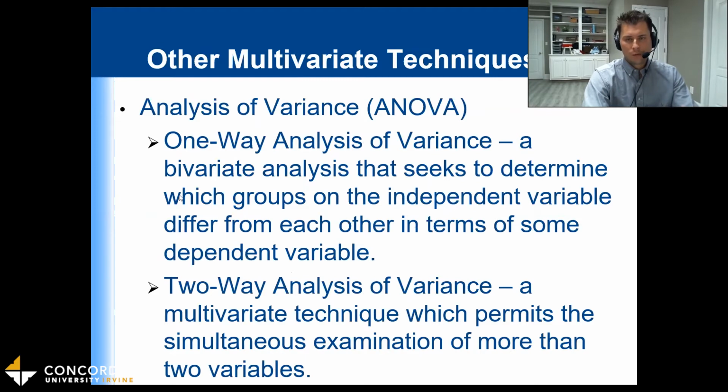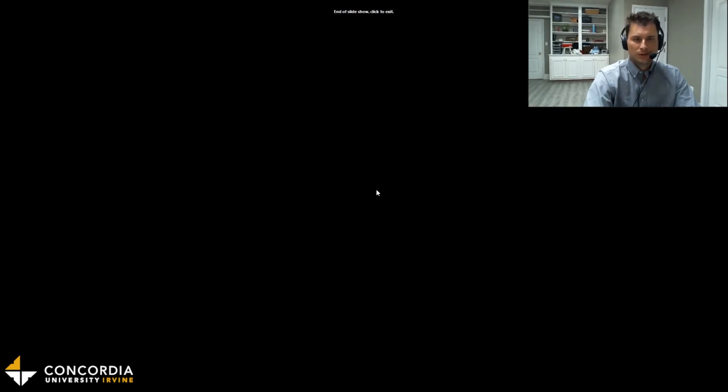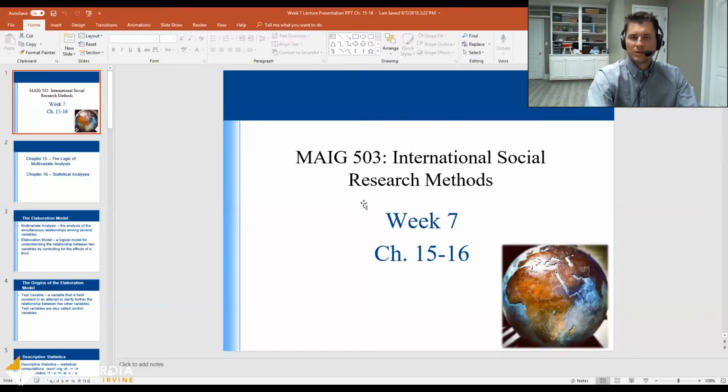And then you have a one-way ANOVA and a two-way ANOVA. So a one-way is a bivariate analysis that seeks to determine which groups on the independent variable differ from each other in terms of some dependent variable. Two-way is a multivariate technique which permits the simultaneous examination of more than two variables. All right, so you definitely need to read through the Babbie text on those to get a better explanation. That's just a brief overview of the description there.